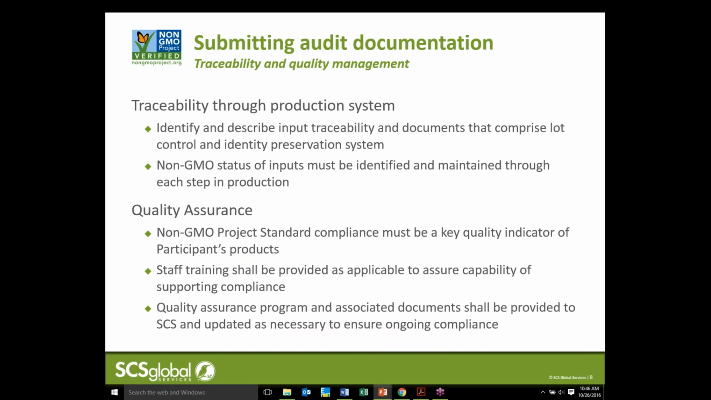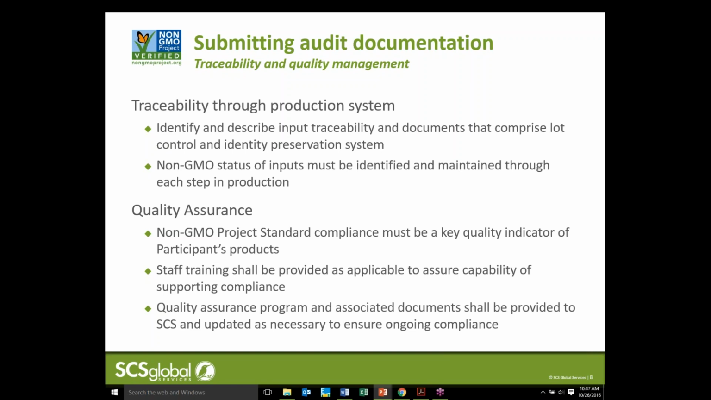So providing SCS with information about traceability and quality management enables us to evaluate how non-GMO project compliance status of your inputs is maintained through production. Each lot of each input must be able to be traced forward through the production into the lots of finished goods and vice versa. So from finished goods back to the individual lots that were used as ingredients or processing aids.